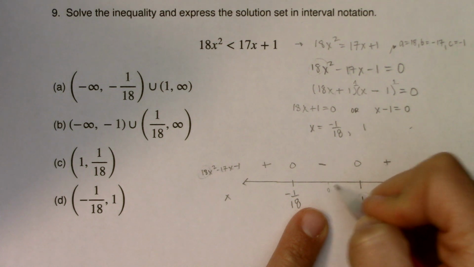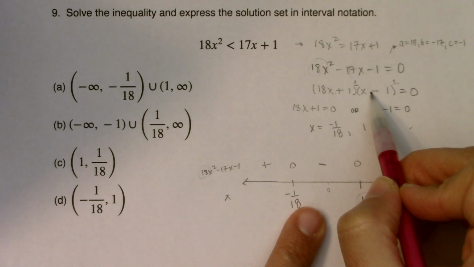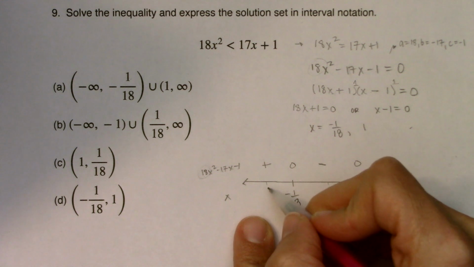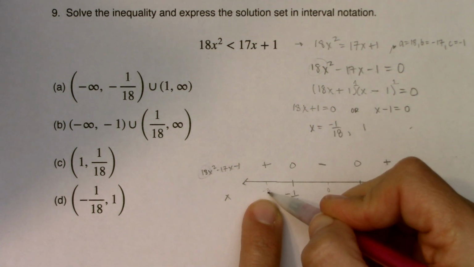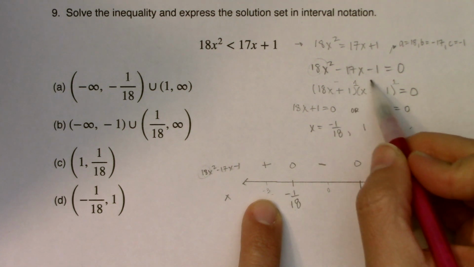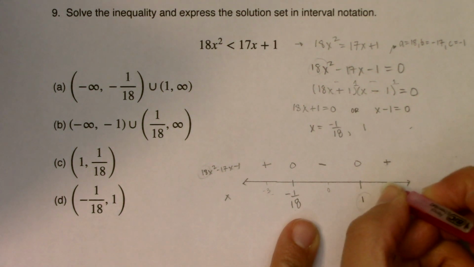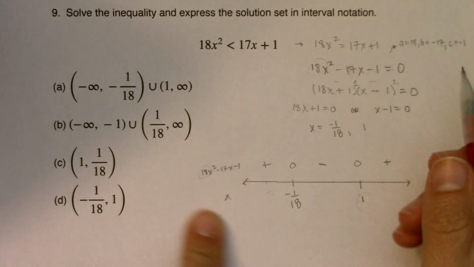I would pick 0 here. This factor is positive if x is 0. This factor is negative if x is 0. A positive times a negative is negative. What's a good number over here? Let's go negative 3, anything to the left of negative 1/18. If x is negative 3, 18 times negative 3 plus 1 is negative. Negative 3 minus 1 is negative. A negative times a negative is a positive. So you can get there either way, and you just find what you're more comfortable with. And then just to clean up my sign patterns, I usually erase this. You don't have to, but I like to clean my stuff up.